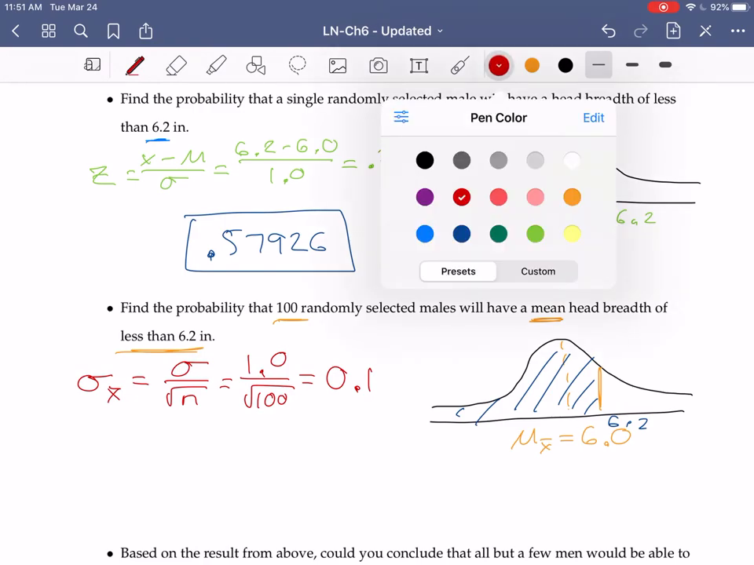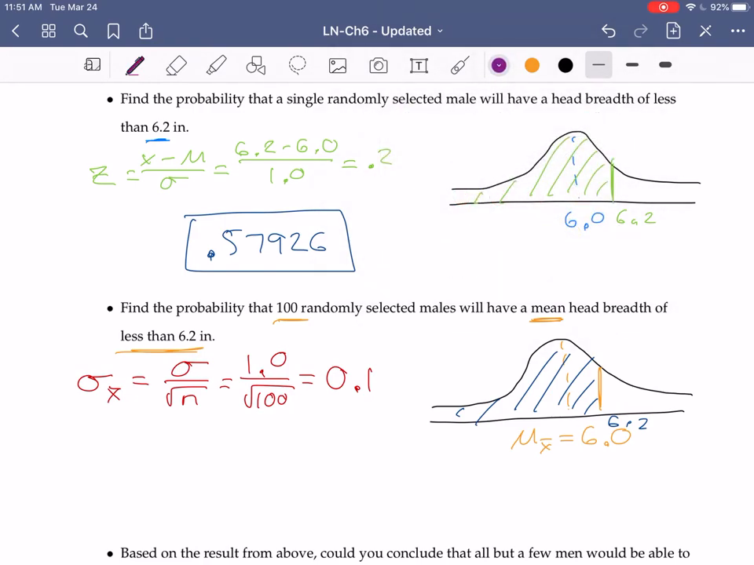And now we are going to convert our data value, the 6.2, to a z-score. We have 6.2 minus the mean of 6.0 over the standard deviation of 0.1. And so we get a number of 2. So our z-score is 2. Remember, that is a z-score. That is not the probability. We are not done yet. So we're going to take that z-score and go to StatDisk.